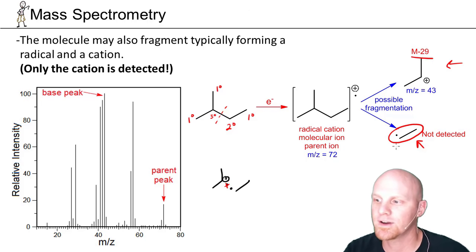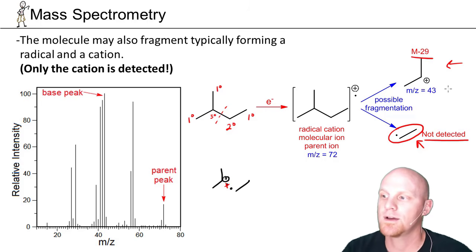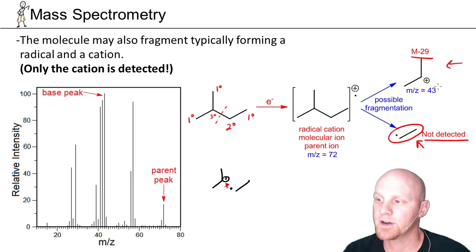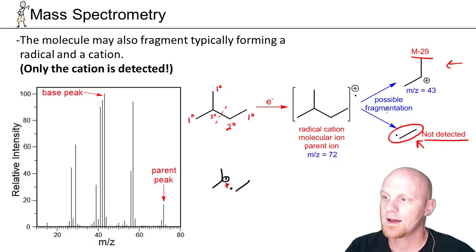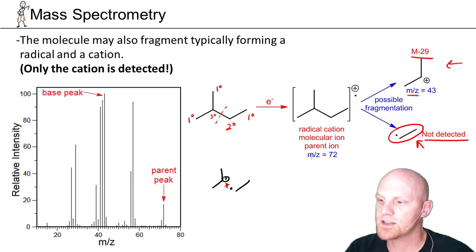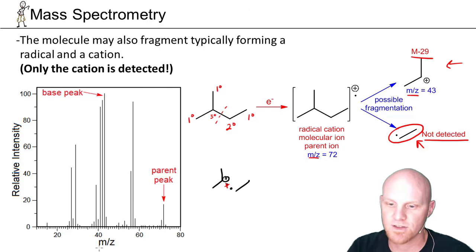So this radical down here that is not charged will not be detected at all. So only positively charged fragments, it turns out, are what we're going to see in our mass spectrum here. One other thing to note, if you look, everything's listed in m over z, and even the x-axis on the spectrum is m over z, the mass to charge ratio. So m for mass, z for charge.